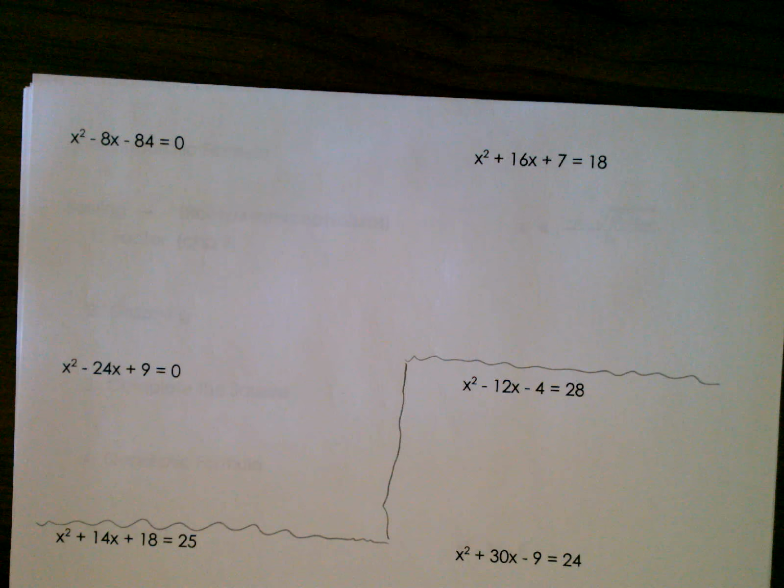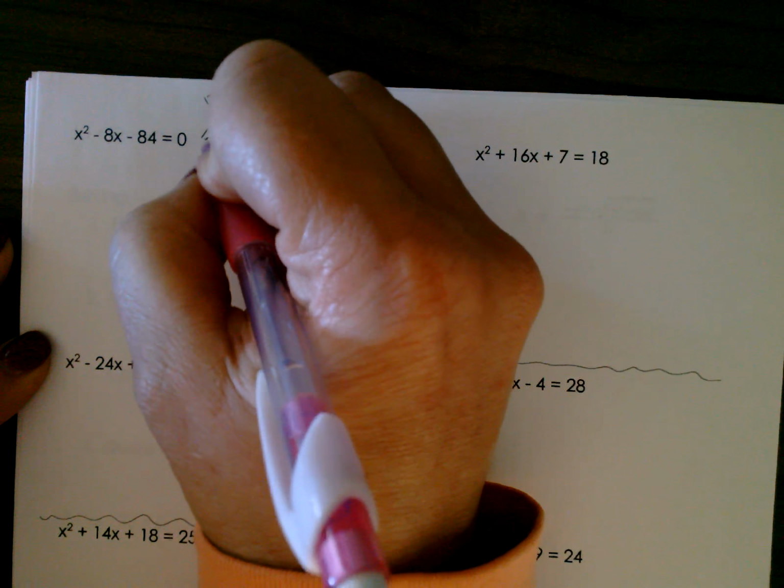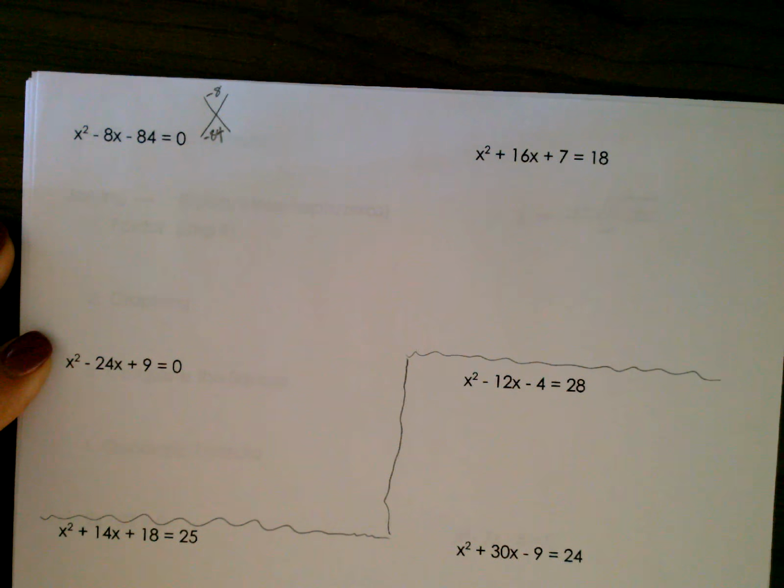Thank you for pausing the video. Please, let's move on to the next problem. I will say to you, please see if you can factor it, what we know how. Can I find two numbers that add to negative 8 but multiply to negative 84?